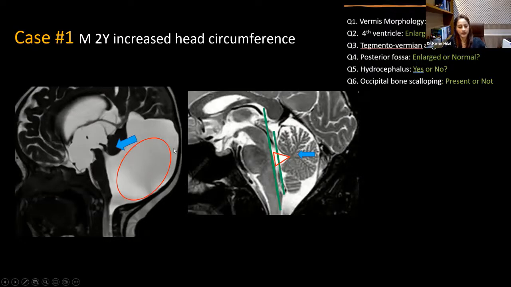This is the large and open fourth ventricle. Coming to our third question, tegmentovermian angle. This is how it should be: 0. If you measure it, the tegmentovermian angle is definitely more than 40, and that's how you measure it.